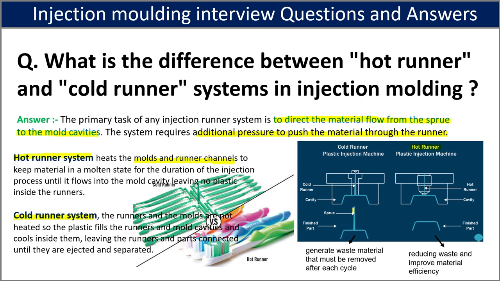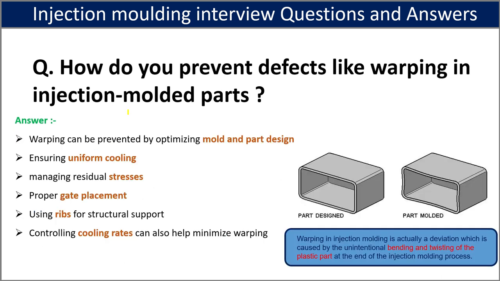And with the part we need to cut out. Okay, so after the ejection we need to cut this extra material, so it comes under the cold runner system. Next question is, how do you prevent defects like warping in the injection molding part? So how can we prevent the warping defect in injection molding?